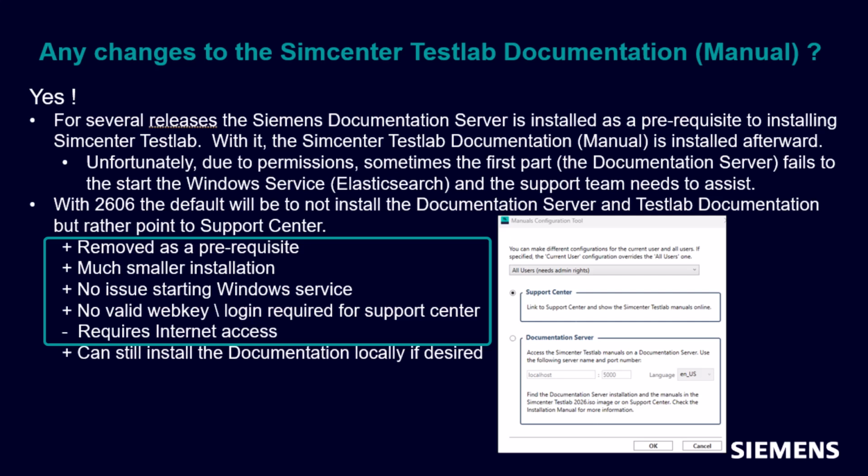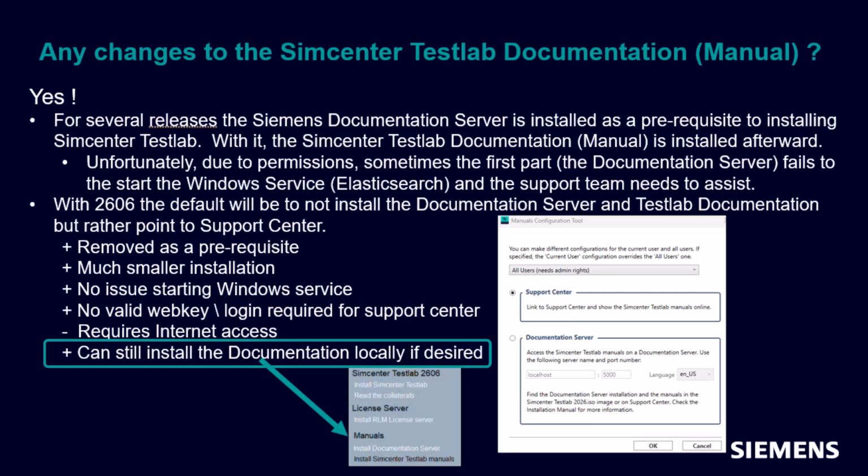So you need to be able to access the internet, either at the office, on the road, or at home. And if you can go to Google or a web browser and go to a website, you can use these documents. If you don't want that and you want the help files locally, you could still install the manuals from the splash screen. There are two steps: install the documentation server, and after that, install the Simcenter Testlab manuals.